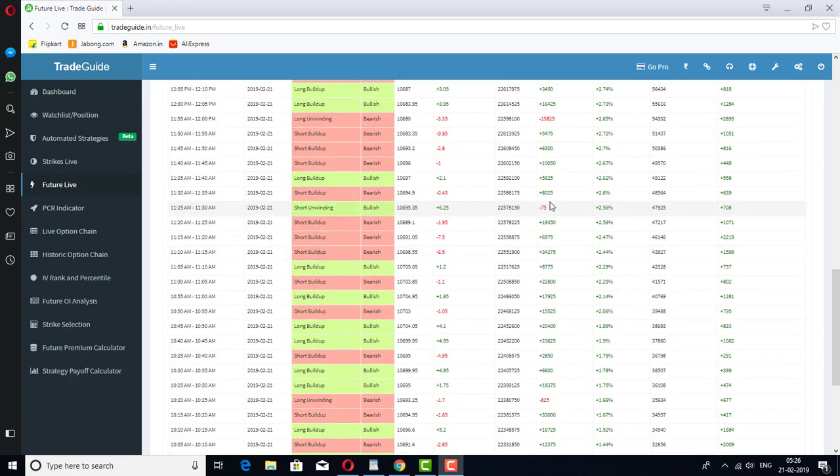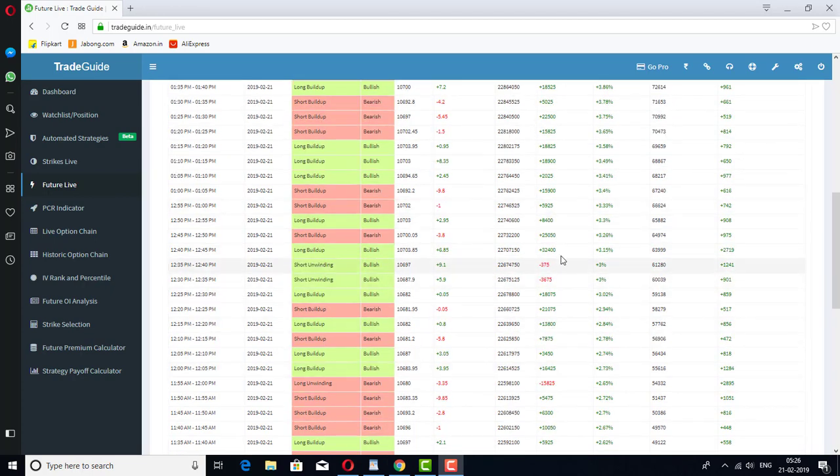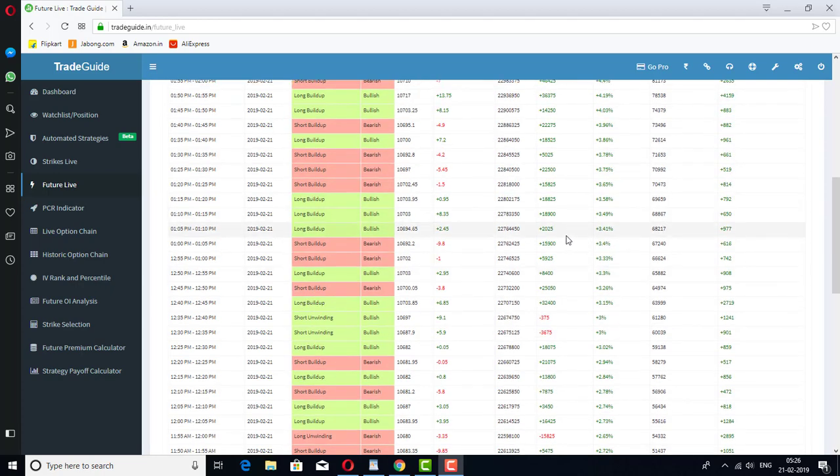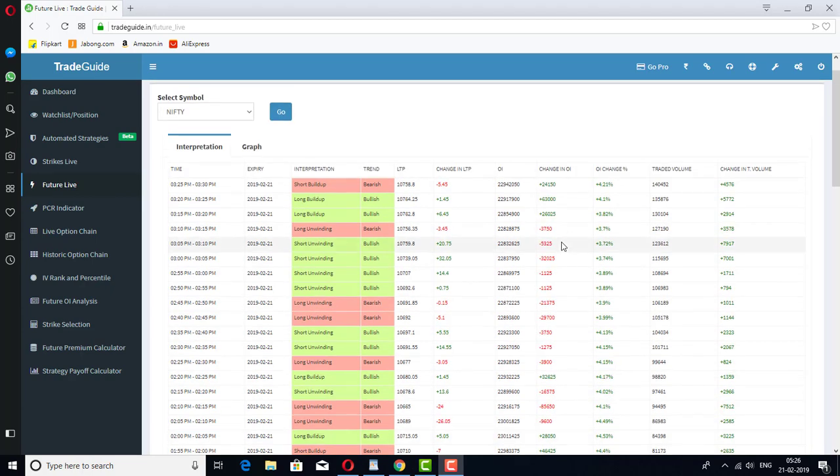So if I go on doing this interpretation, what I can see roughly, through just an overall macro calculation, is that a major increase in OI has been during the bullish interpretation. So by this I conclude that whatever data I have observed shows me that Nifty is having a bullish trend right now in the market.